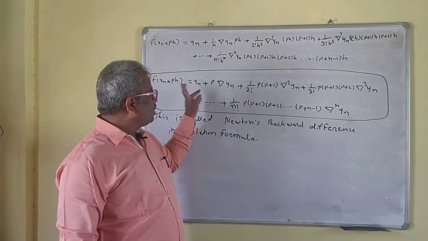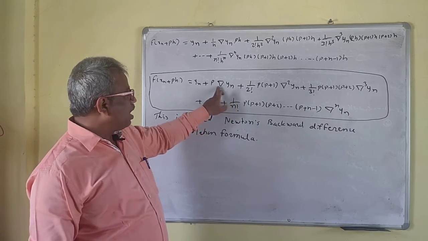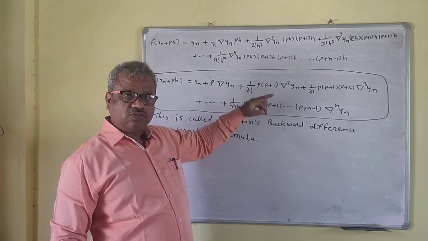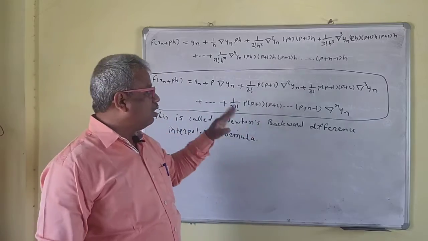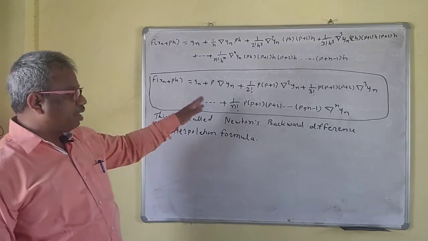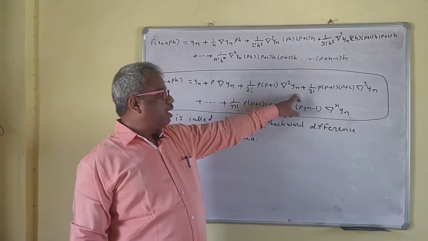So the same formula here, y naught. Instead of backward, there you have to use forward here. So here p plus 1, there you are using p minus 1, p minus 2, and so on. Instead of forward you are taking backward, instead of backward you are taking forward now. This is forward y naught, and so on.